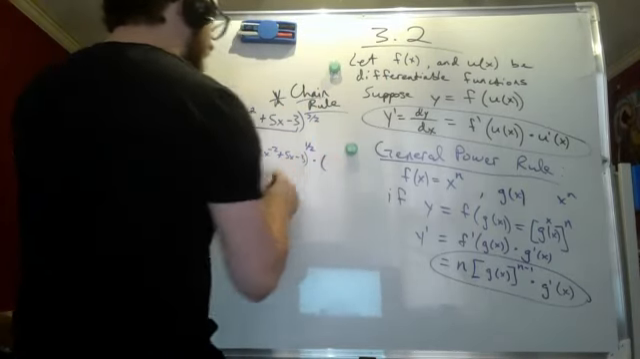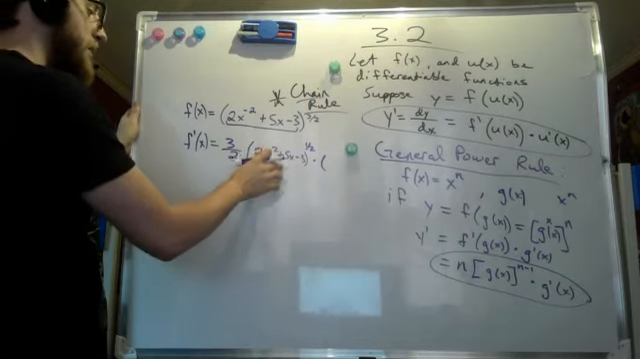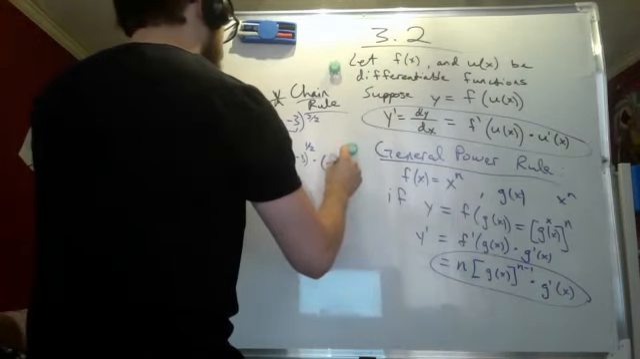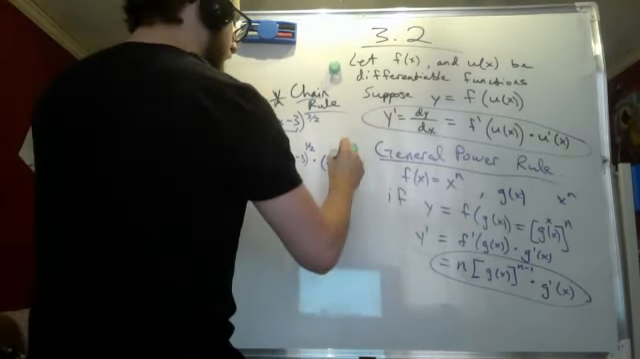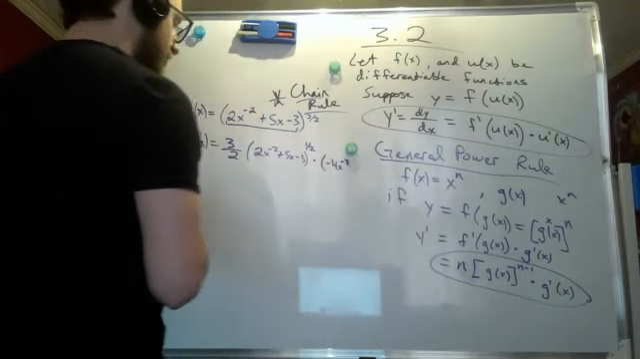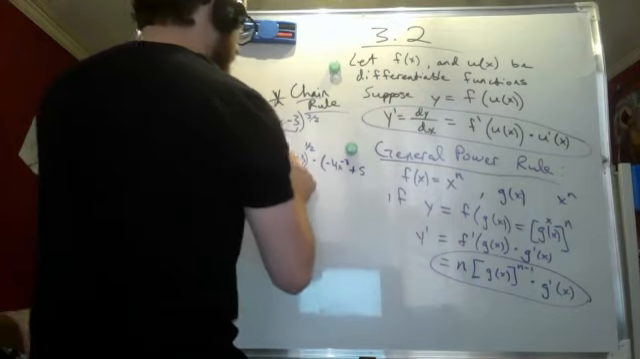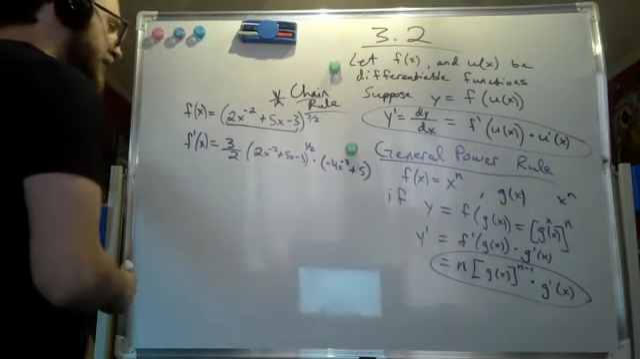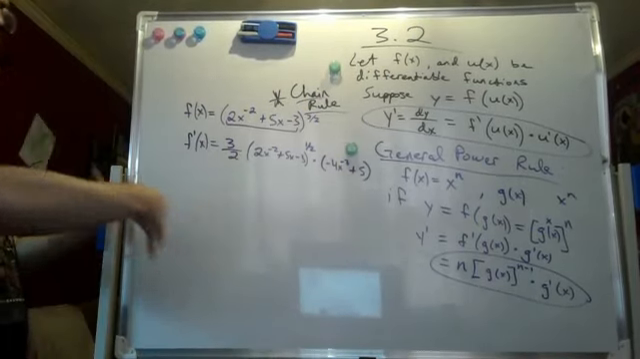Times, now I look at the derivative of the inside part. What is that? Well, -2 times 2, that's -4x. The power decreases by 1. -2 minus 1 is -3. The derivative of 5x is just 5. The derivative of -3 is 0. And there we go. So this is a perfectly valid way to write your answer. That's it. We're done.